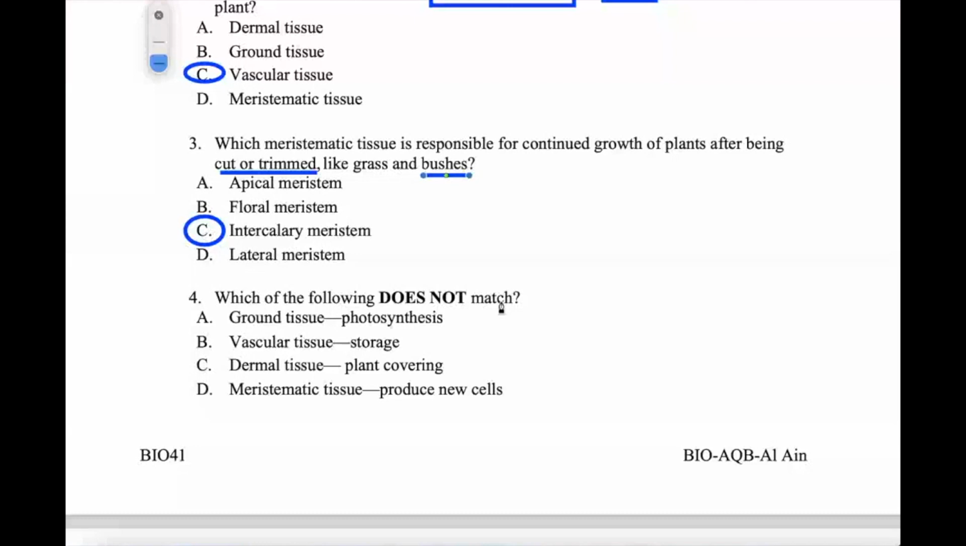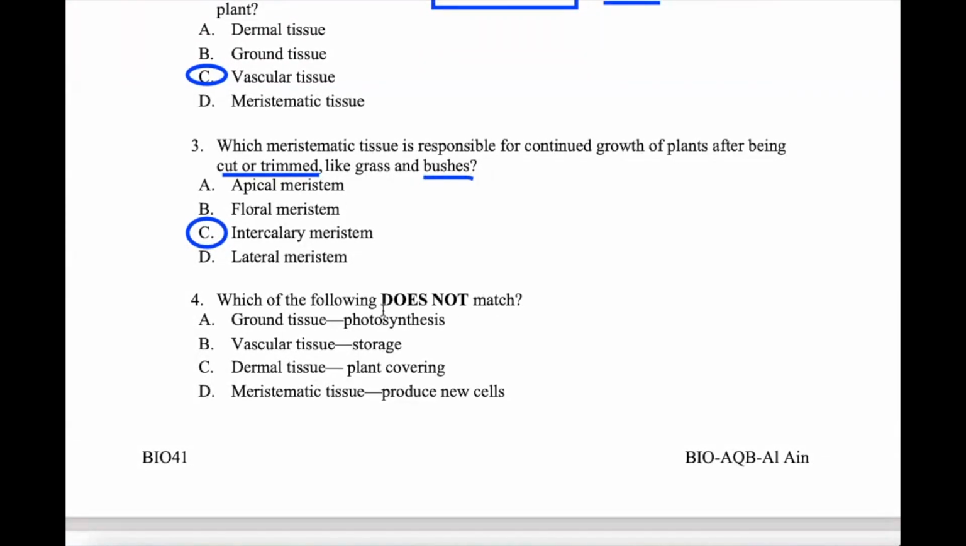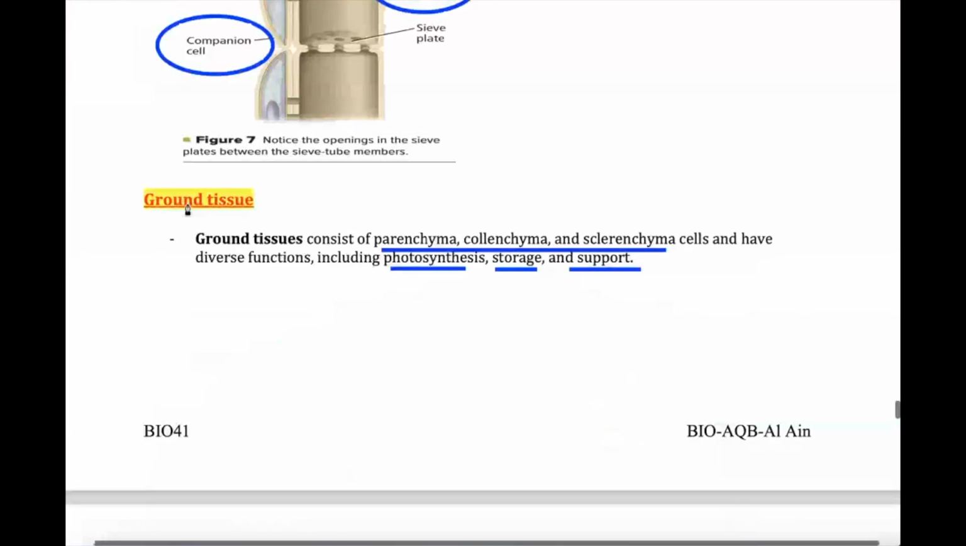It's okay. Which of the following does not match? Vascular tissue for storage. Ground tissue for photosynthesis, it is true. Dermal tissue for plant covering, it is true. And meristem for producing new cells, it is true. Ground tissue for photosynthesis, yes, I will show you why. Look, ground tissue is made up of parenchyma, and parenchyma is responsible for what? For photosynthesis. Yes. Collenchyma for storage.